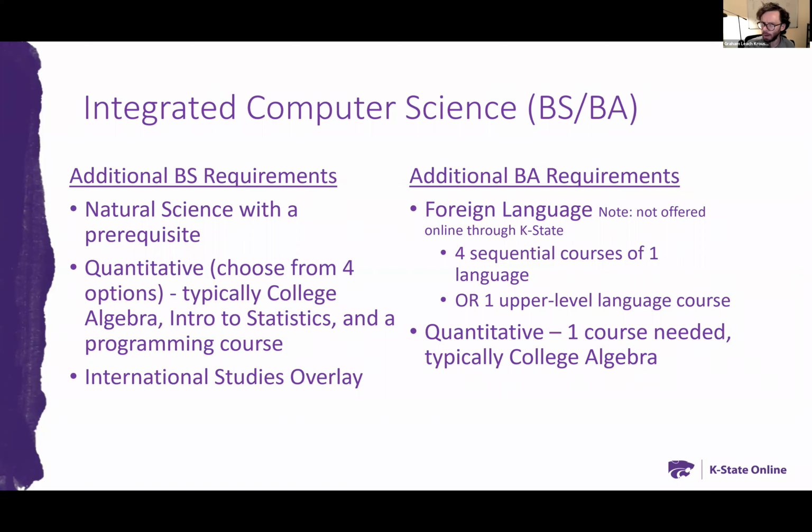So what most ICS majors do is something like college algebra, intro to statistics, and a programming course. So no calculus, but a little bit more kind of applied mathematics. And then an international studies overlay. If you want to do the BA, then there's a foreign language sequence that's involved, and still one additional quantitative course. Usually what people take is college algebra.